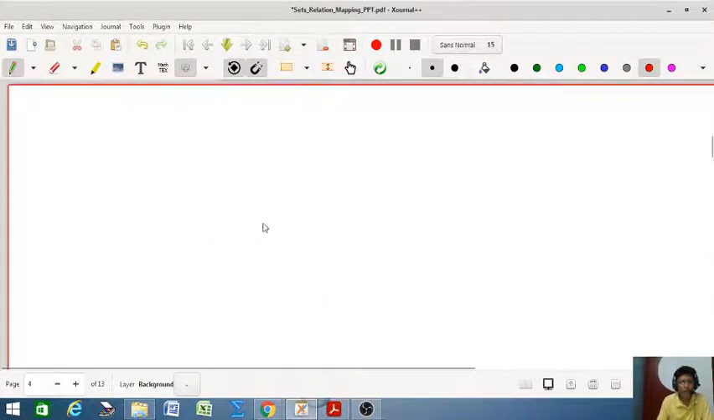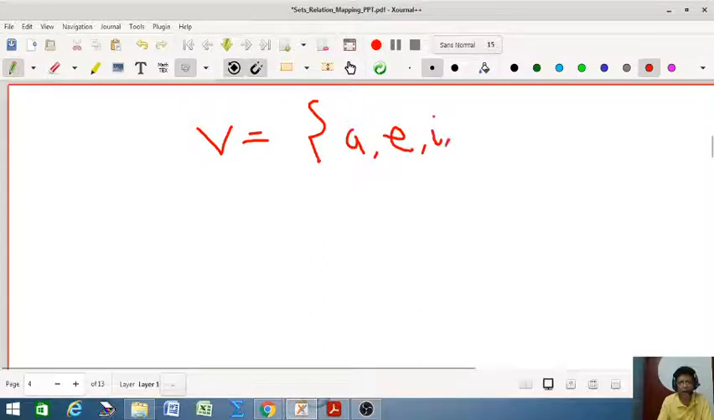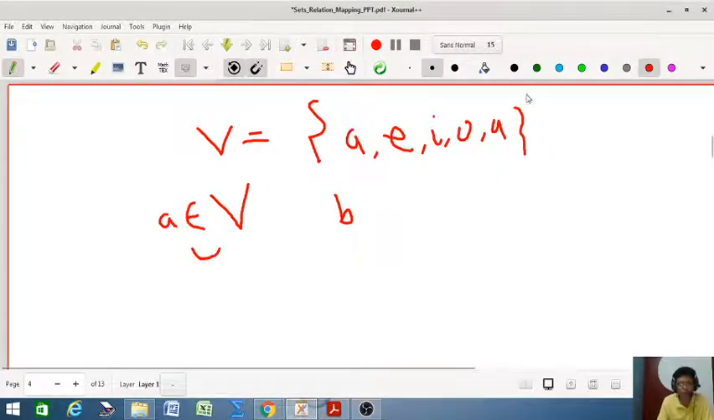Look at what I've written over there: vowels, A, E, I, O, and U. Now I'm writing A. A is an element of this set. The name of the set is V, and it denotes the vowels of the English alphabet. So A belongs to V. This is the belongs to symbol. Do you know this symbol? But B doesn't belong to V. B is an element of the alphabet, but it does not belong to V. You can't find any B inside V.